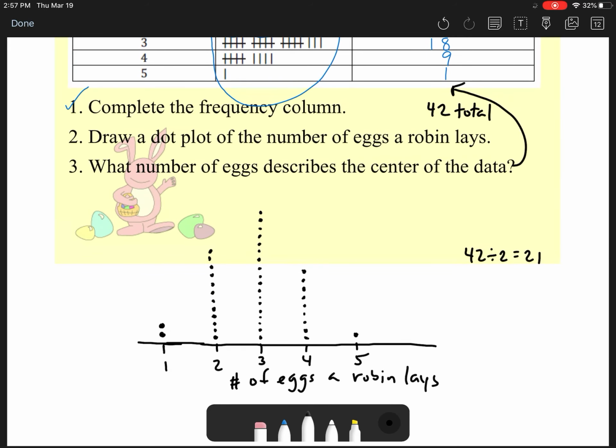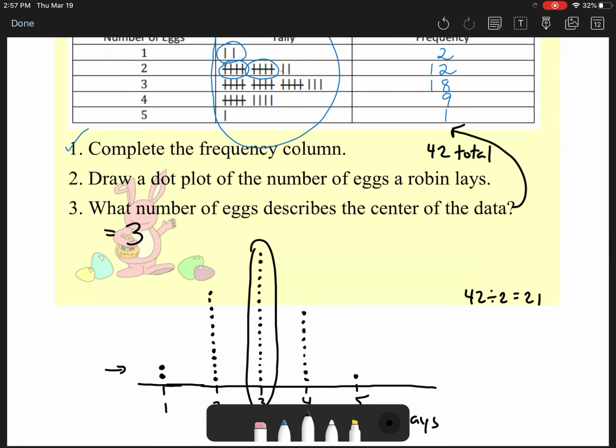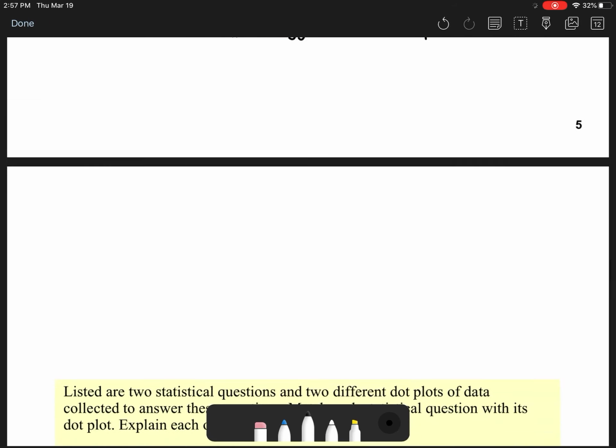So we're looking for where the 21st dot falls. It doesn't matter which direction you start from. If I start from over here, I'm going to count 21 dots. 1, 2, 3, up to 21. I'm going to have the 21st dot in this column here. So therefore, the number of eggs that describes the center of the data is going to be 3. Which means that's where the median number is found.